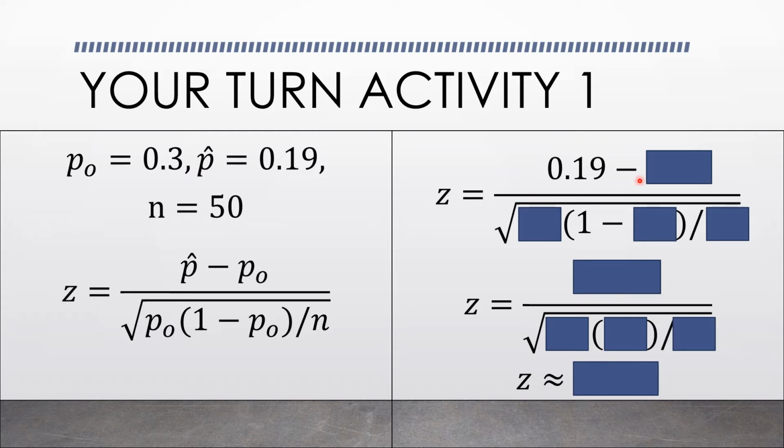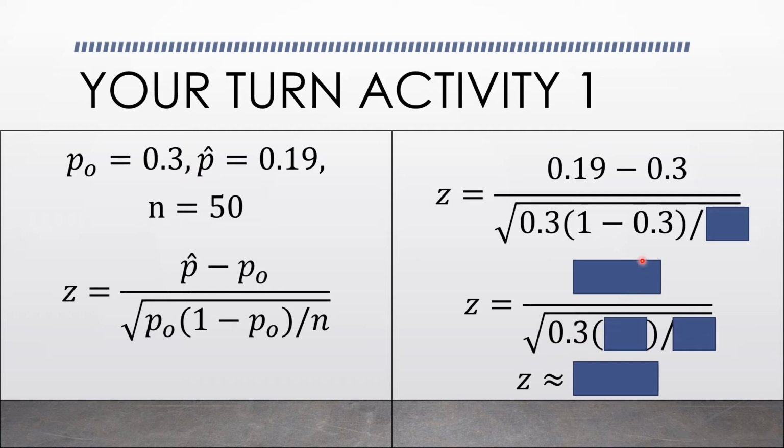Now, how about this one? Obviously, this one is p sub 0 or the hypothesized proportion. Same goes with this one and this one. I'll give you 5 seconds to think what will be the value of the hypothesized proportion. Can you still remember? Can you see it on the screen? If your answer is 0.3, you are correct. So that will be 0.3, 0.3. We also have 0.3 here.